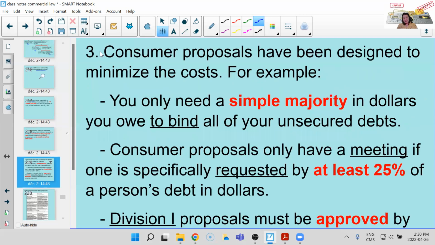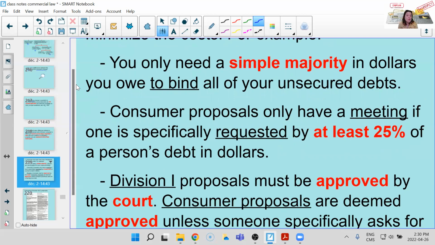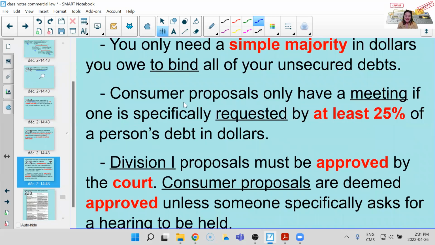The consumer proposal is less formal also, and it will minimize the costs. It costs a lot more money to do a Division 1 proposal than a consumer proposal, because the process is simpler in the consumer one. For instance, if you compare the process that I gave you for both, you will see that the meeting of creditors must be held in the Division 1 proposal, but in a consumer proposal, only if 25% of the creditors, by dollar amount, request it. So that's one of the reasons why it costs less money, because most of the time they don't have a creditors' meeting.